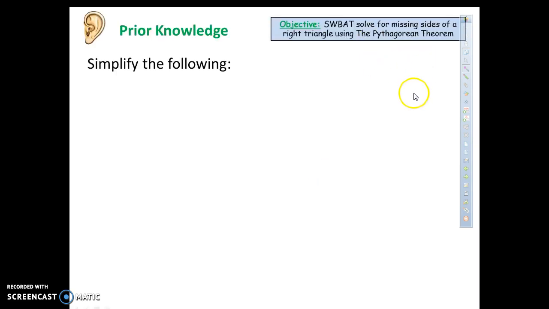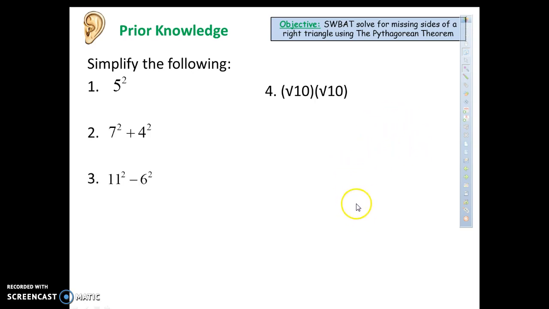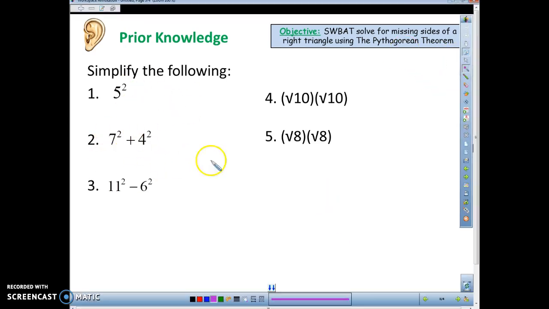We're going to first start off by talking about a couple of computation ideas, and for these problems in our prior knowledge, we want to just go ahead and compute. Remember, when we have an exponent, that is just multiplying that value by itself that many times, so 5 times 5, that is 25. Here I have 7 squared plus 4 squared. Remember, that is just 49. We need to go ahead and compute the exponents before adding. So 49 plus 16, this would give us 65.